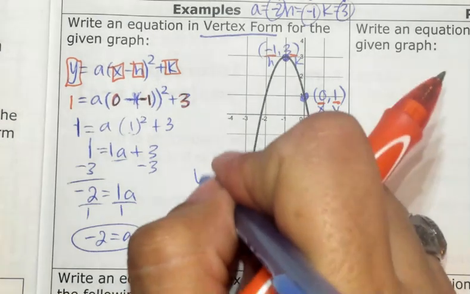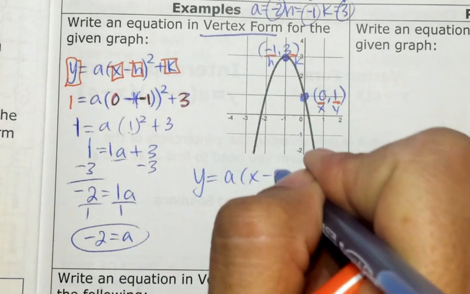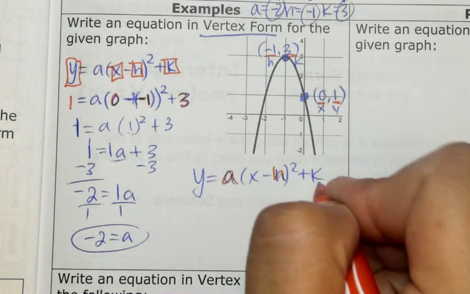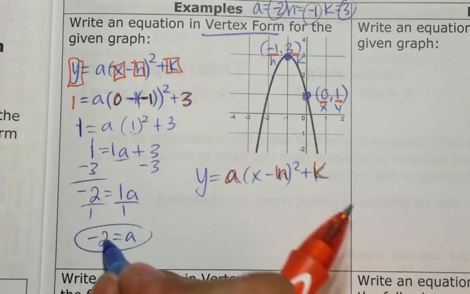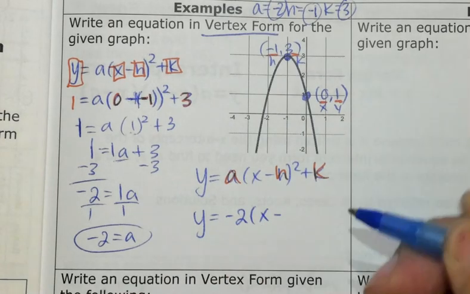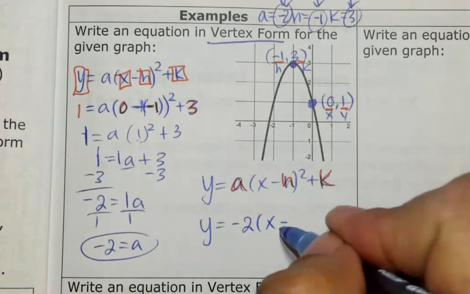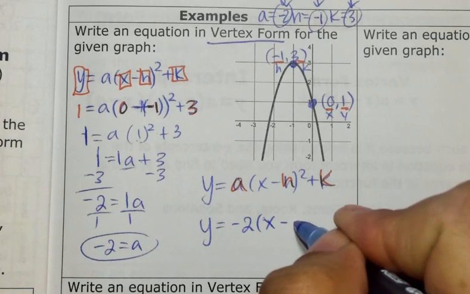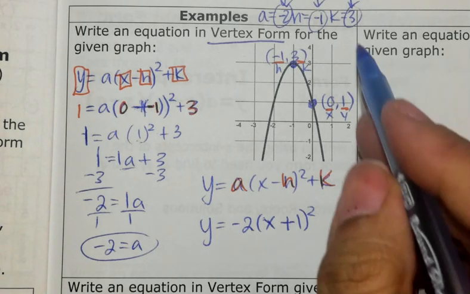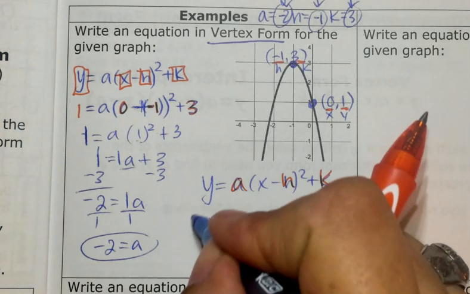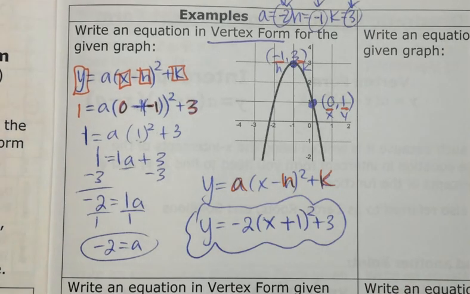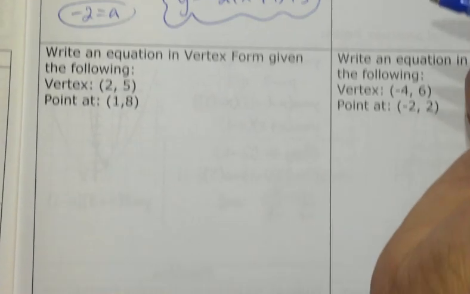So we're going to write, again, the template. And now we're going to replace the a, the h, and the k. And the a was -2, so y equals -2, x minus your h, which is -1. So when you put minus -1, it becomes +1. And then the k is +3. So this is the equation for that graph. And you can always graph it in your calculator to verify that.